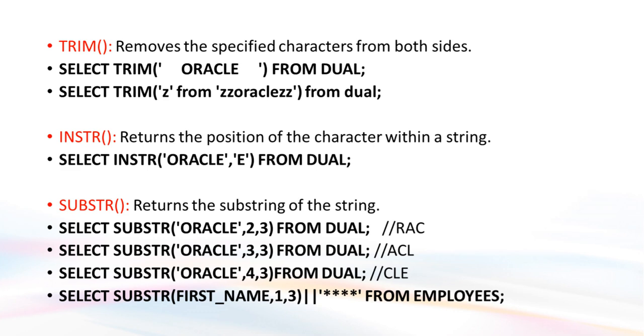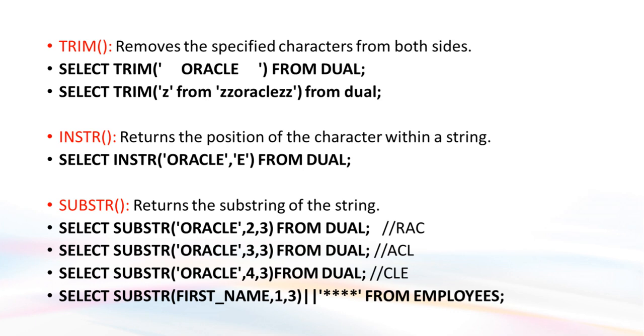So for example here, second example, Oracle 3, 3. So 3, 3 means it will start from the third location. O, R, A. A is the third character. From there, it will count the 3. So A, C, L. 3 characters. So A, C, L will be printed here.